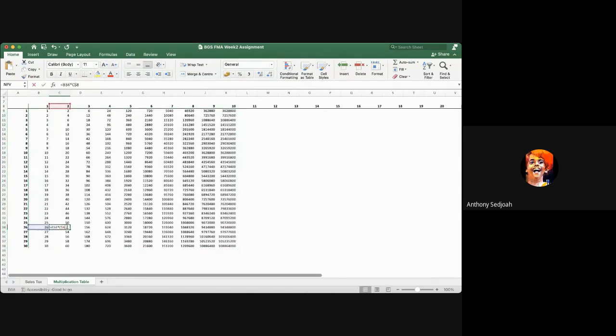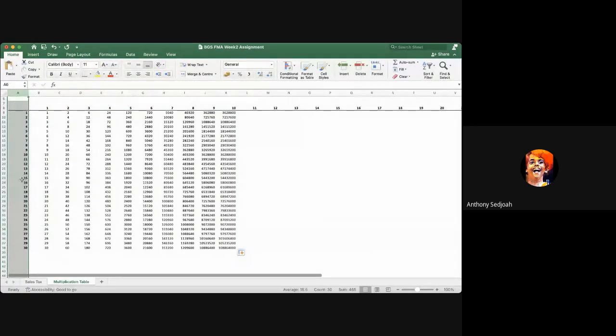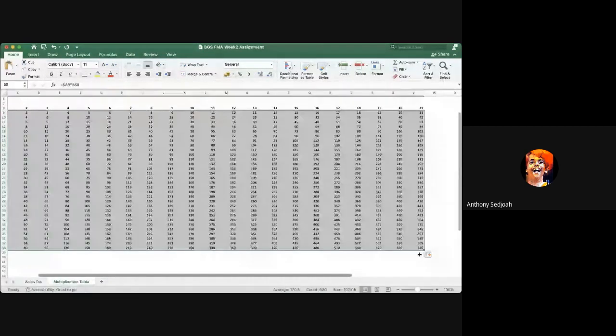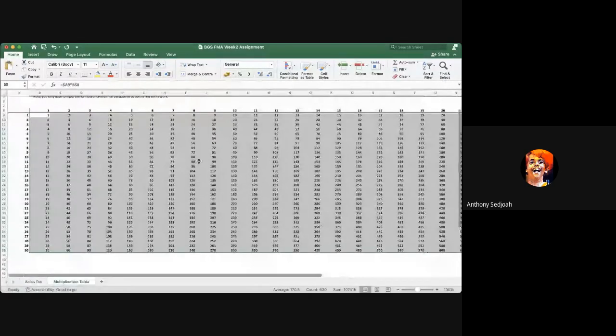Let's see. Okay, so I've seen that when I drag to the right now, it's not staying on column A. It's moving away from column A, so it means that I have to lock column A too. So let me lock column A like this. Now let me do it again. I come down and I go to the right. I think I have what I want now.